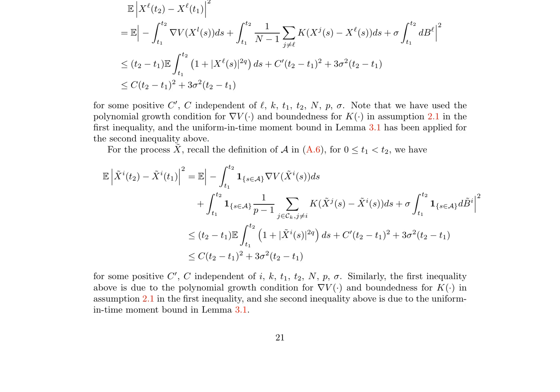For X, the expectation of the squared difference between Xi,T2 and Xi,T1 is bounded by C(T2 - T1)^2 plus 3 sigma^2 (T2 - T1), where C is a positive constant independent of I, K, T1, T2, N, P, and sigma. Lastly, for Z, the expectation of the squared difference between Z,T2 and Z,T1 is bounded by C(T2 - T1)^2, where C is a positive constant independent of I, L, K, T1, T2, N, P, and sigma.